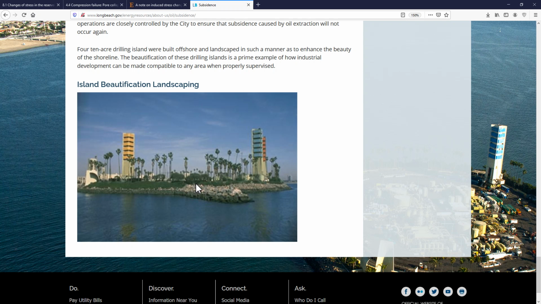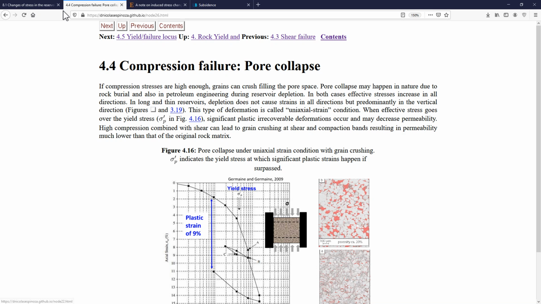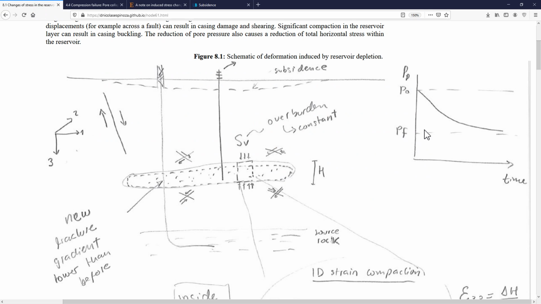But coming back now to the theory and to how to solve this problem, what happened in this particular case is that they lowered the pore pressure too much, the rock was relatively soft, and also the reservoir was quite thick. So a combination of that caused this significant subsidence. All right, let's see how we address this problem.